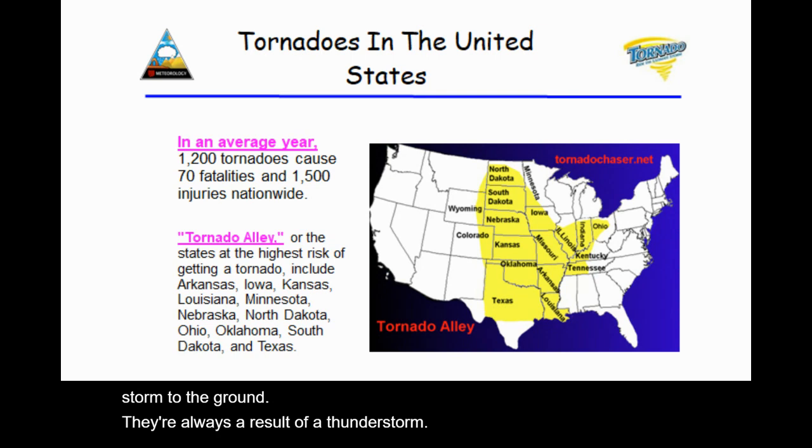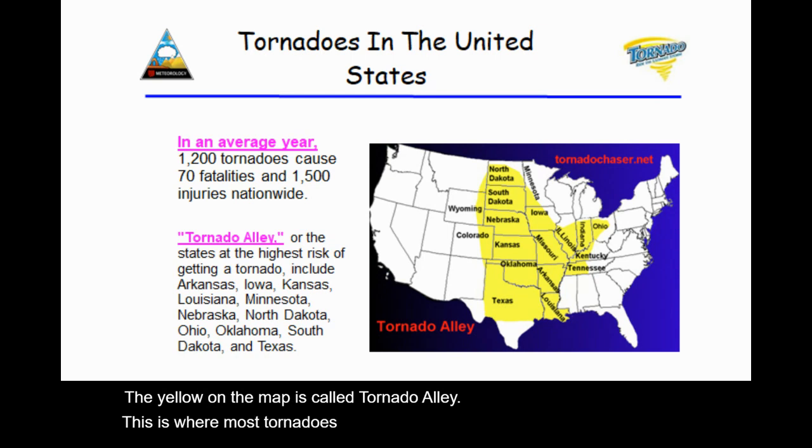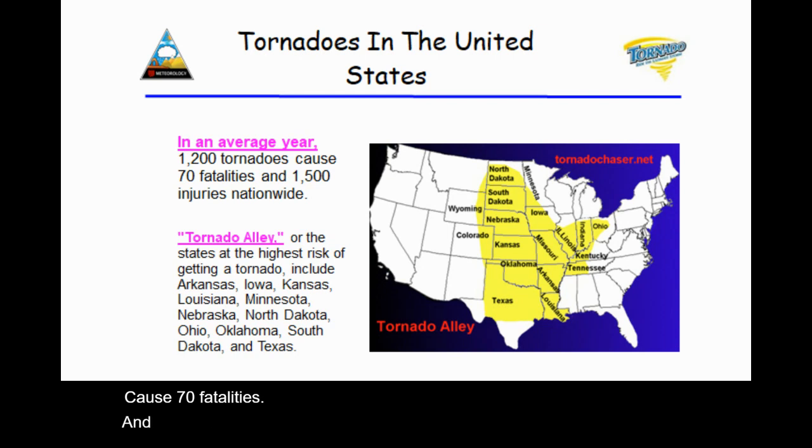Tornadoes in the United States. The yellow on the map is called Tornado Alley. This is where most tornadoes occur in the United States. In an average year, 1,200 tornadoes cause 70 fatalities and 1,500 injuries nationwide.